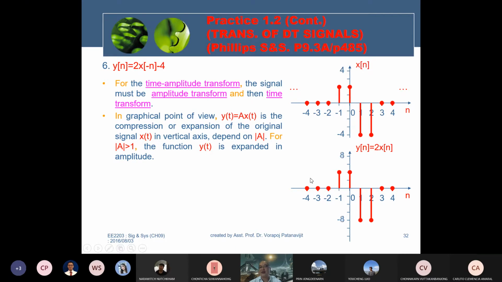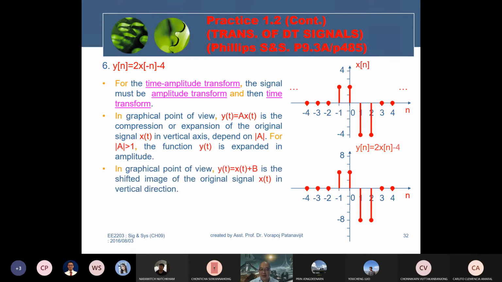At every point. Next, from the graphical point of view, y(t) = x(t) + b is the shifted image of the original signal x(t) in the vertical direction. Shift down. In this case, compared with this form, b equals minus 4. You shift every point down by 4. This signal used to be 4, it shifts to 0. It used to be 0, it shifts to minus 4, and so on. Redraw them again, and this gives you this signal.